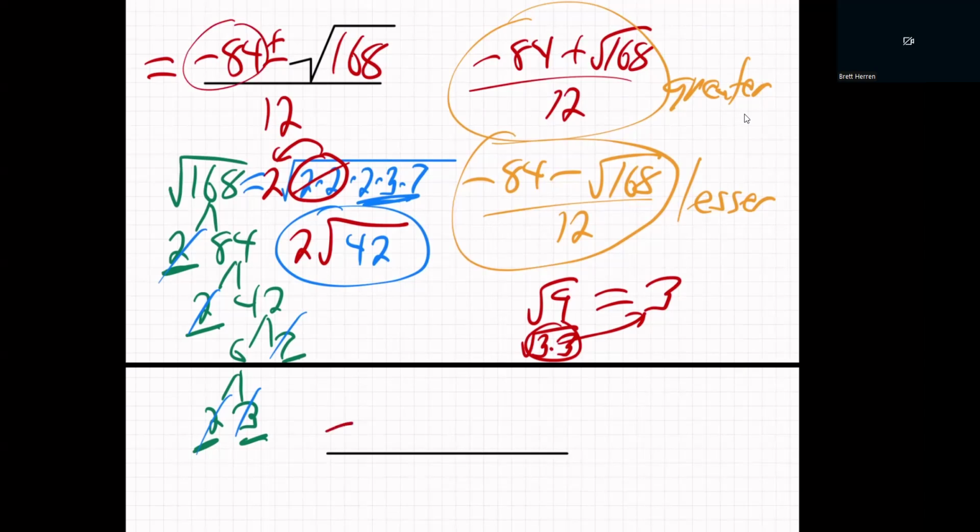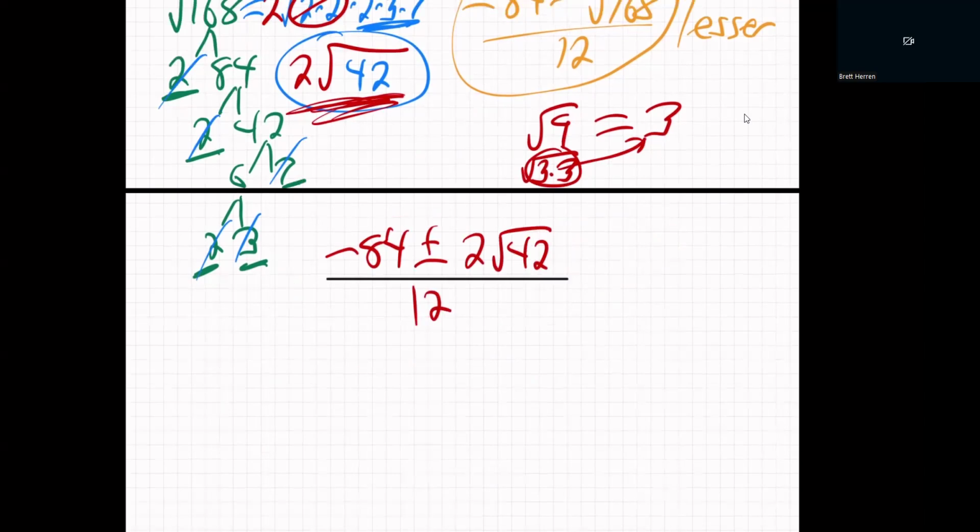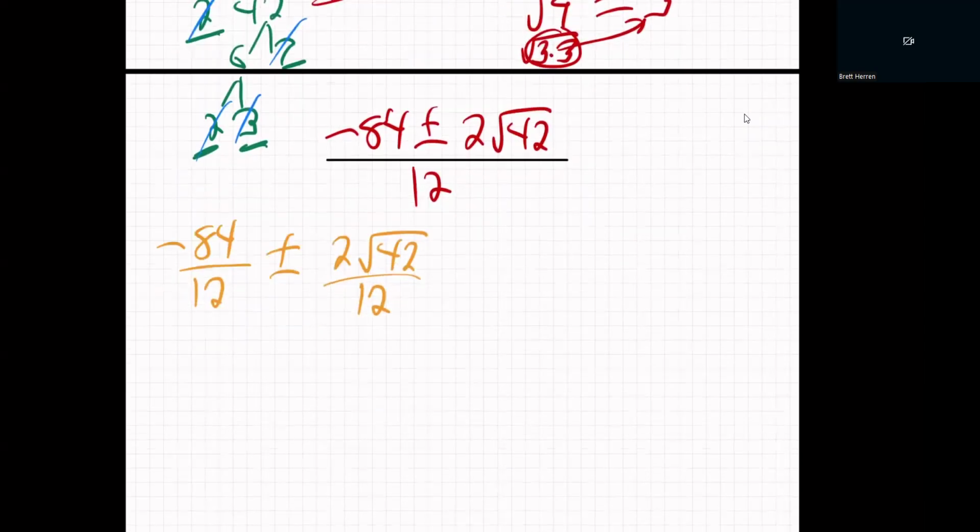So minus 84 plus or minus. Now we simplified this root 168 to be 2 root 42, 2 root 42 all over 12. Okay, now what can we do with that? Well, can we just cancel 2 into 12? Well, remember added, subtracted items, you can't do that. But you can separate them like this, right? Because the 12 is dividing both of them.